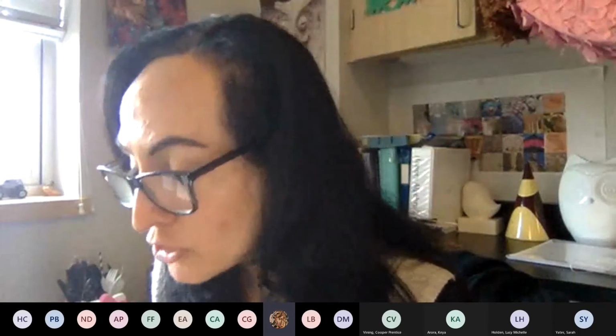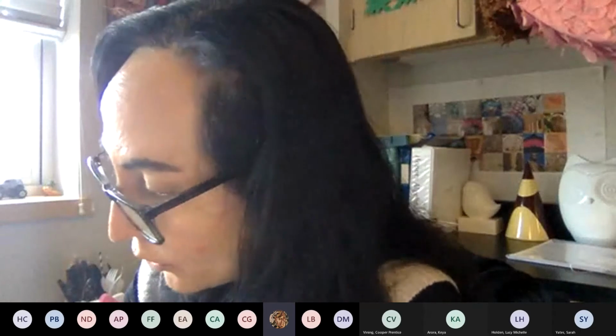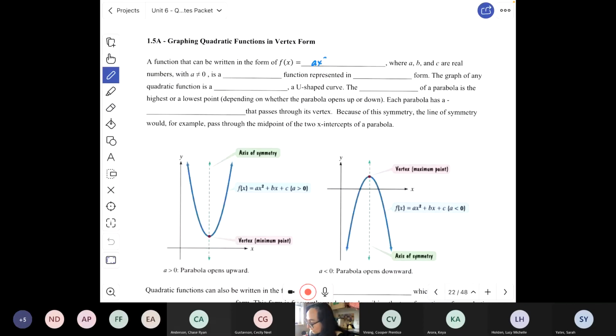So a function that can be written in the form f of x equals ax squared plus bx plus c, where a, b, and c, the coefficient of x squared, the coefficient of x to the first, and technically the coefficient of x to the 0, the constant, are just real numbers. And needless to say, the leading coefficient a cannot equal 0, or then we no longer have a squared term, and it's no longer quadratic.